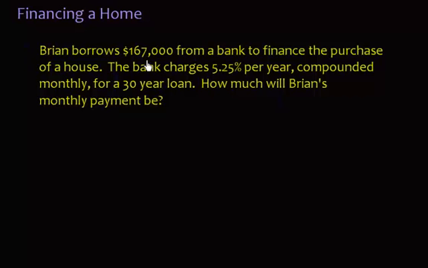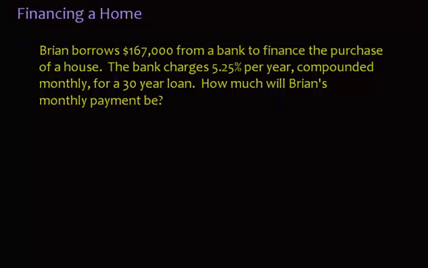Brian borrows $167,000 from a bank to finance the purchase of a house. The bank charges 5.25% per year compounded monthly, because it will be a monthly payment, for a 30-year loan. How much will Brian's monthly payment be?